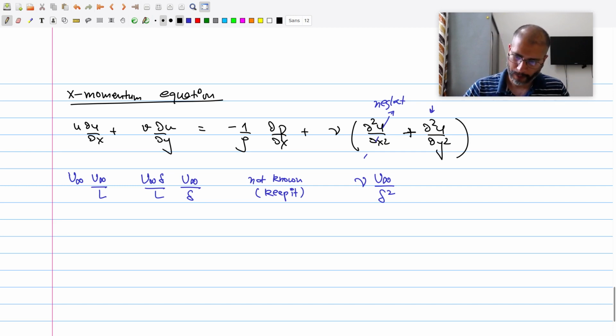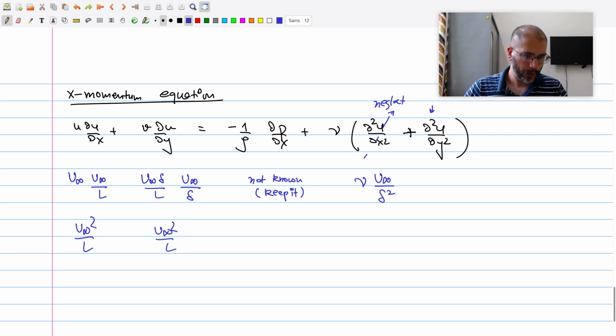Right, so let's compare the orders. The first two terms, simplifying further, are u infinity square upon L, and in the second term the delta cancels out, so that is also u infinity square upon L. So they are the same order, and we can't neglect one of these two convective terms. They are both of the same order, but that's pretty much what is known till now.